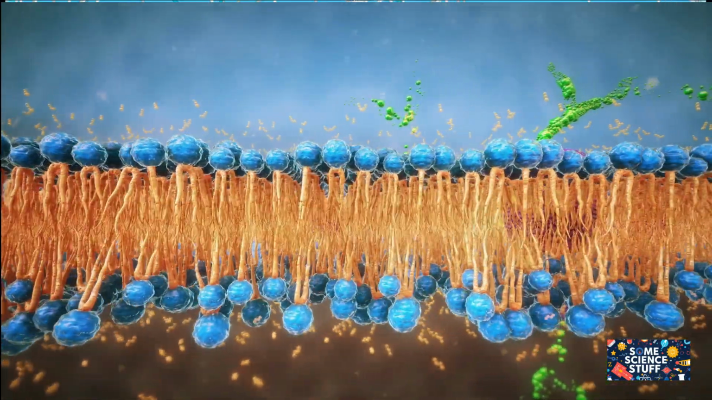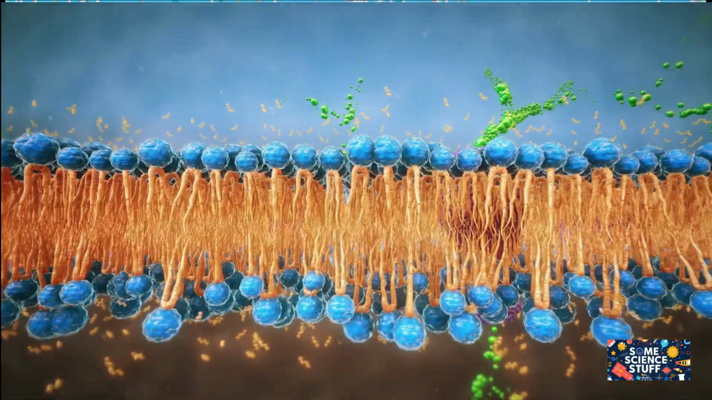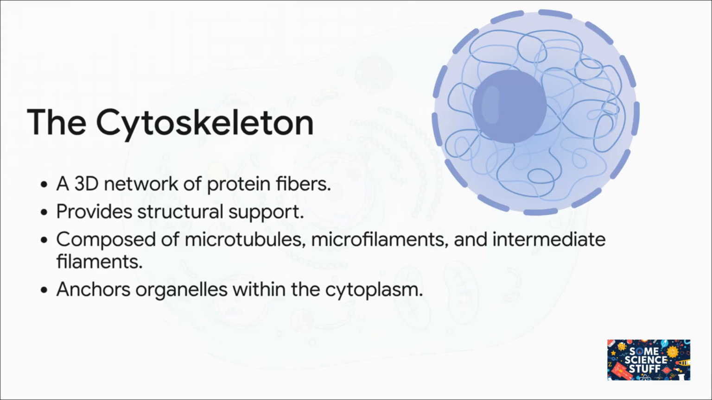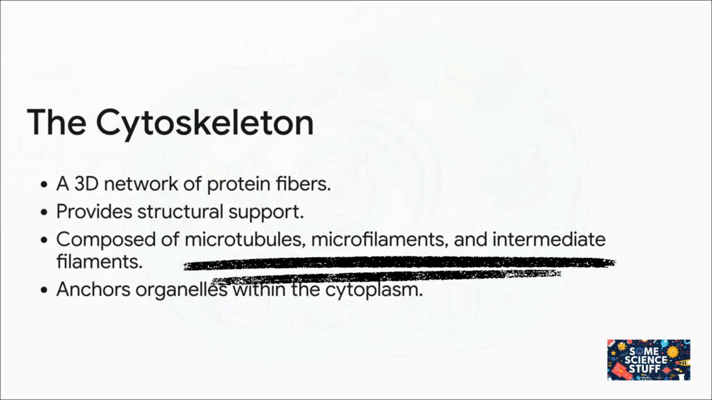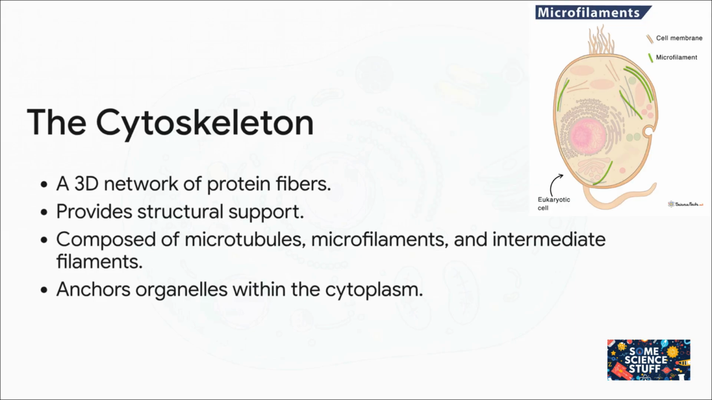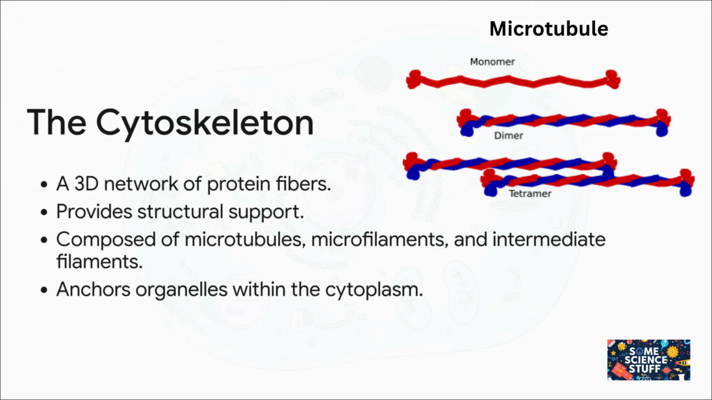Okay, first up, every city needs a solid framework and a clear border to even exist. Well, in the cell, that's the job of the cytoskeleton and the cell membrane. The cytoskeleton is pretty much exactly what it sounds like. It's the cell's skeleton. Imagine this incredible 3D network of protein fibers acting as internal scaffolding, giving the cell its shape. It's built from three main types of fibers. You've got thick microtubules that act like highways for transport, thin microfilaments that help the cell move, and super tough intermediate filaments that provide strength.